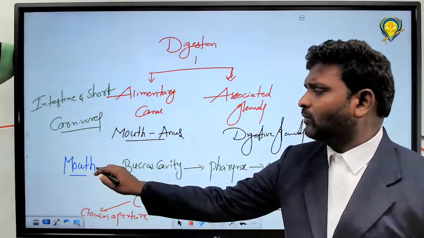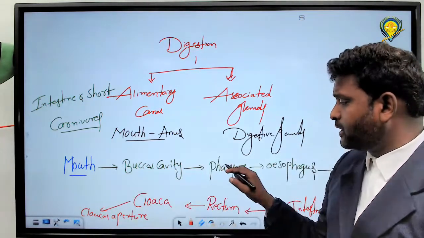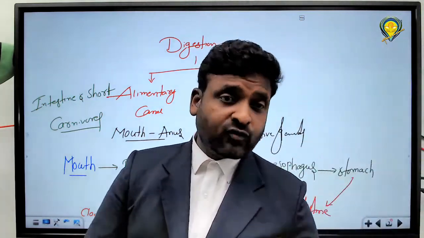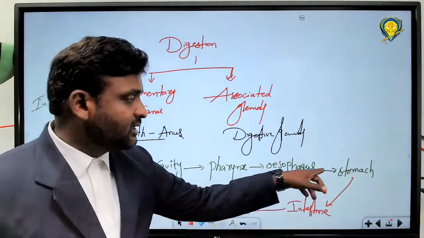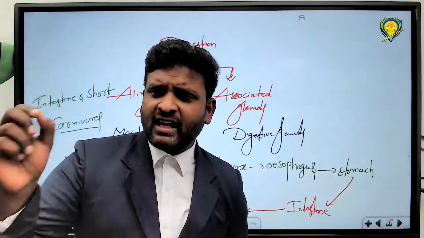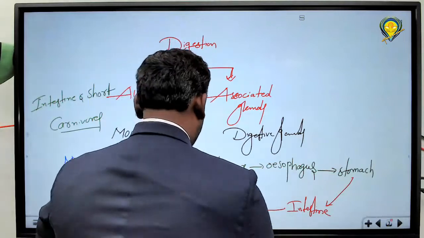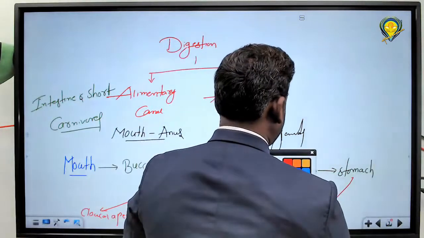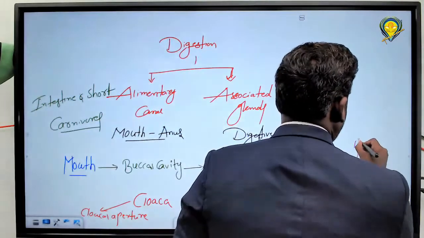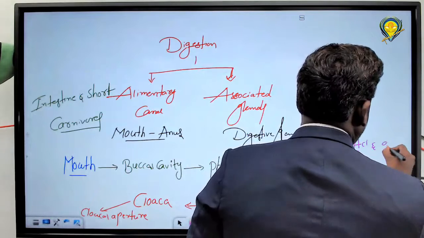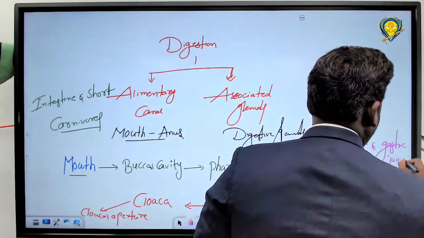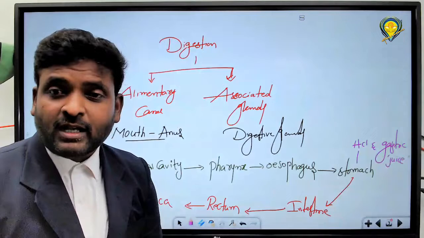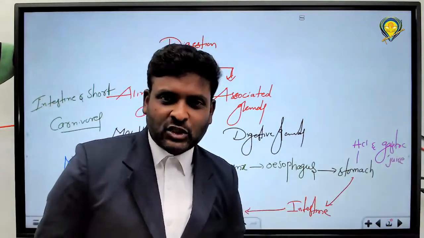First one, mouth which opens into buccal cavity. Buccal cavity opens into pharynx. Right? So after pharynx, which is entering into where? Esophagus. Esophagus opens into stomach. Here, stomach consists of HCl and gastric juice. Stomach consists of what? HCl and gastric juice, right?